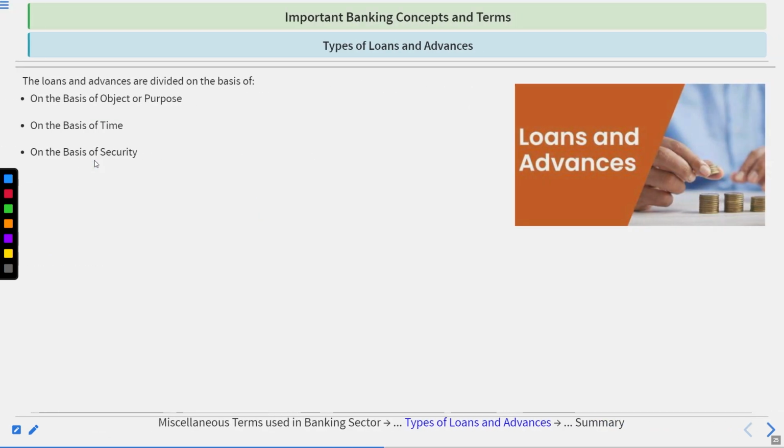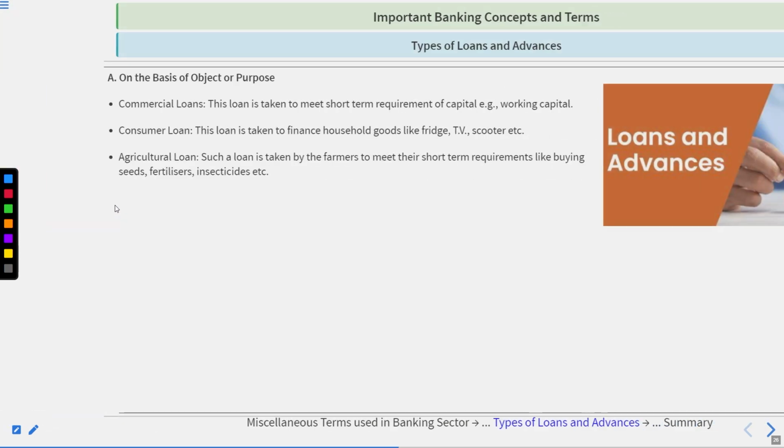Now, types of loans and advances: they are divided on the basis of object or purpose, on the basis of time, and on the basis of security. Okay, like house loan, car loan, personal loan. These are by object or purpose. Basis of time: short-term loan, long-term loan, extra long-term loan. Basis of security: like mortgage or non-mortgage, this kind of thing.